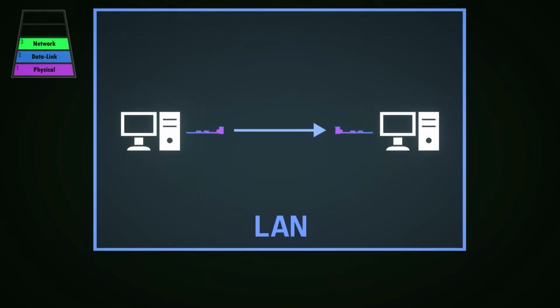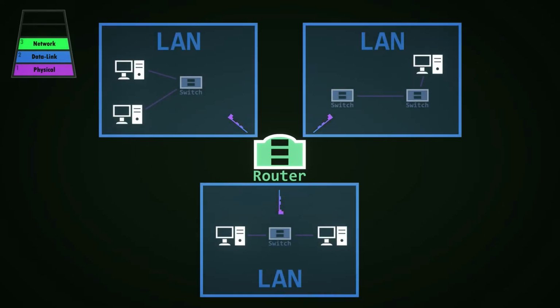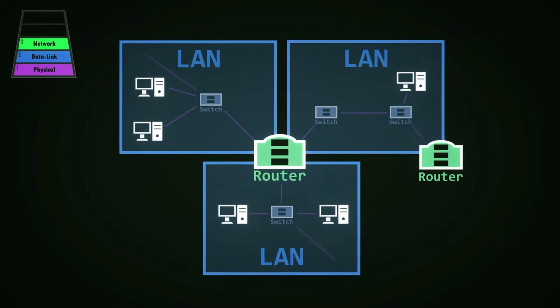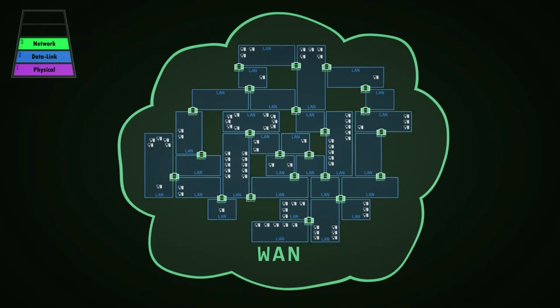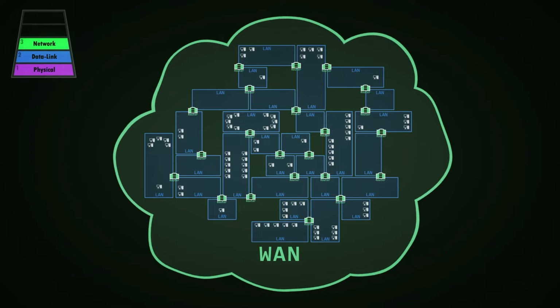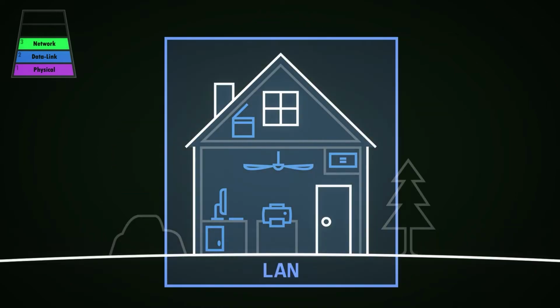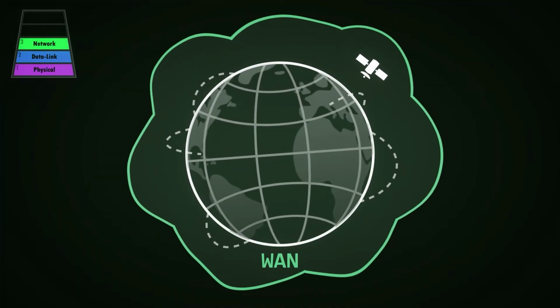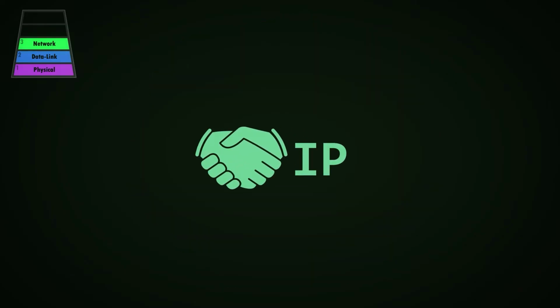Based on this, the third layer introduces a new network device, the router, which has several network adapters, each placed in a different LAN. This way it can connect local area networks and form a wide area network, or WAN, a network of networks. A LAN may include the devices in your home, whereas a WAN can encompass the entire world. The third layer uses the Internet Protocol, IP.